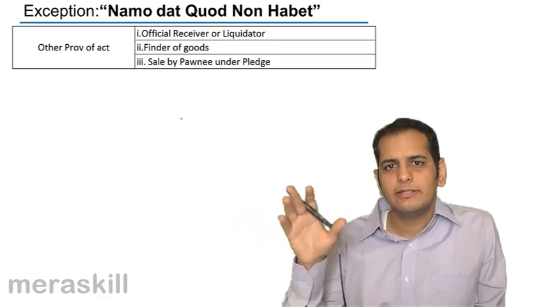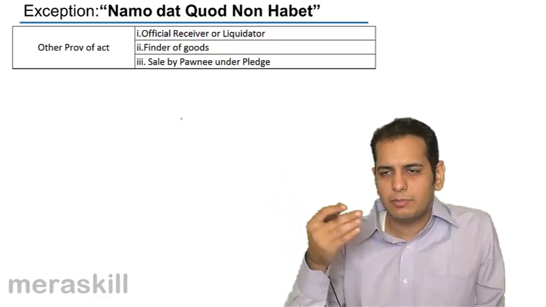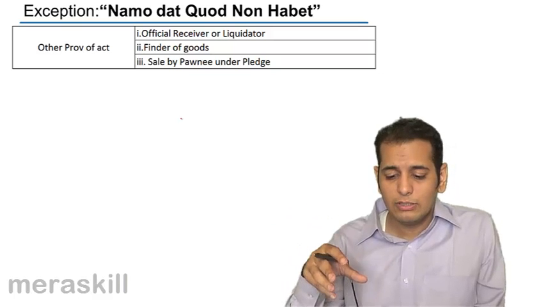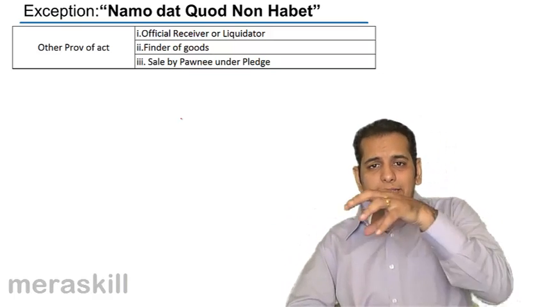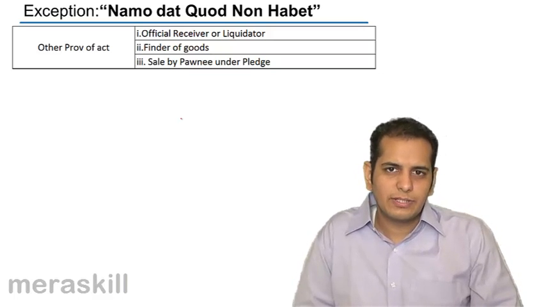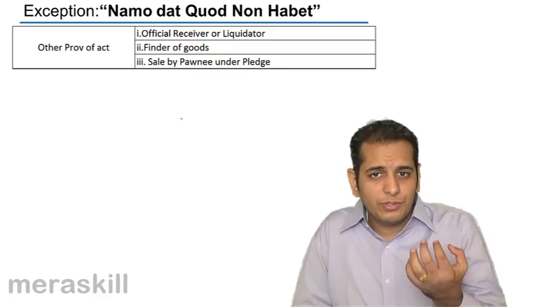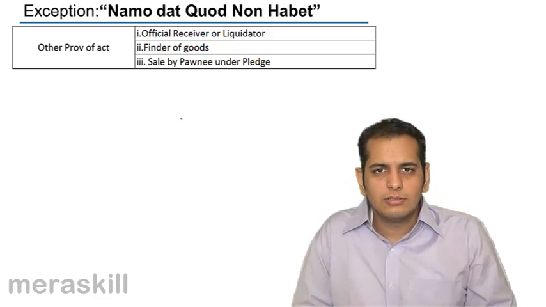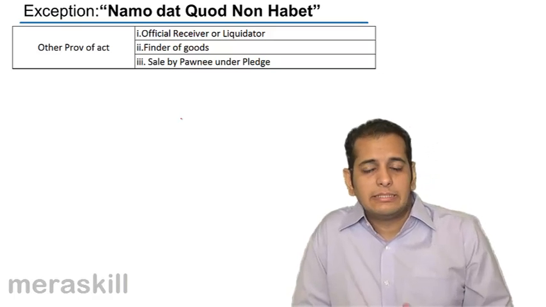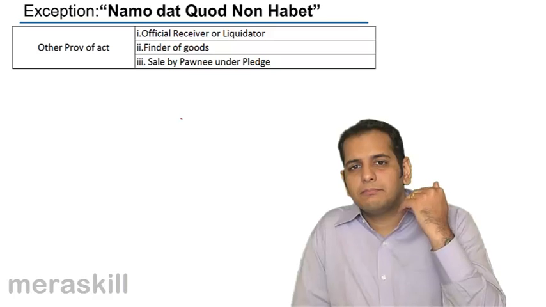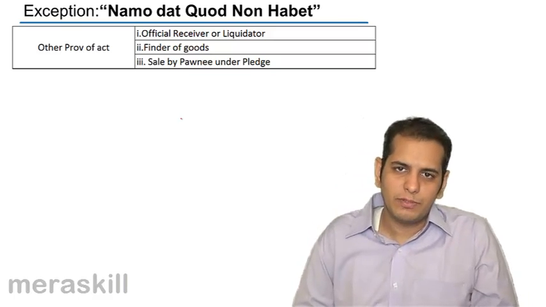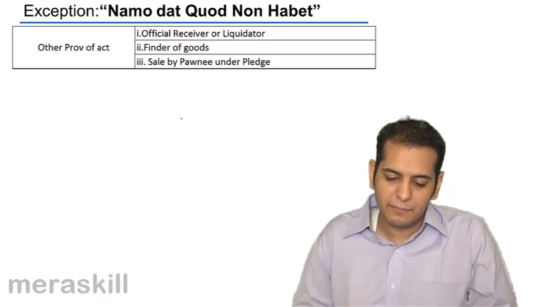That is, he'll pay everybody at 60%, or he'll pay everybody at 50%, whatever the amount. So now what the official liquidator is doing, he is taking the assets of the insolvent person and selling them to outsiders. Now the important thing to note here is, the official liquidator is not the owner. He is only appointed by the court to sell the assets. Yet, even after not being an owner, he can transfer a proper title, proper ownership to the buyer.